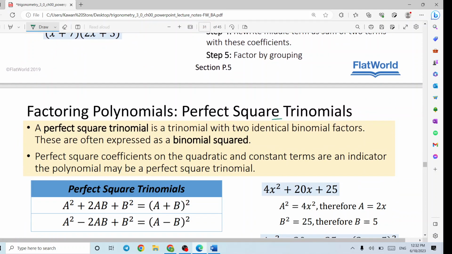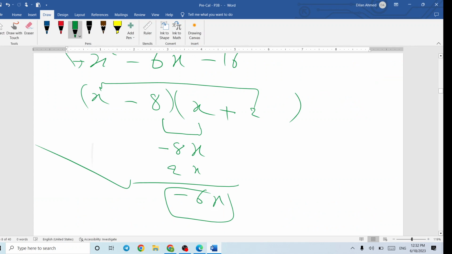Now we have the perfect square, or in some books it's written as complete square or perfect square. The same. What's a perfect square? Can I call that one a perfect square?